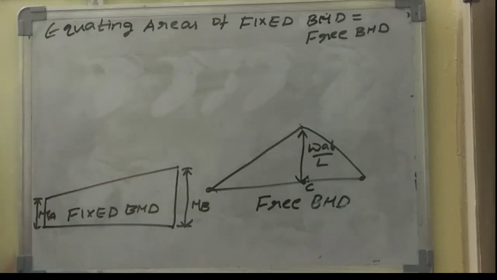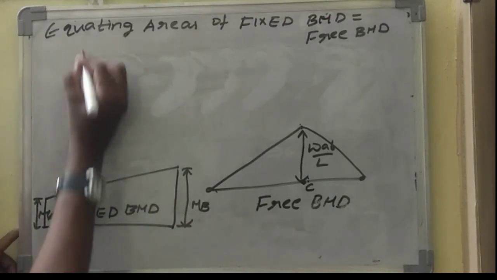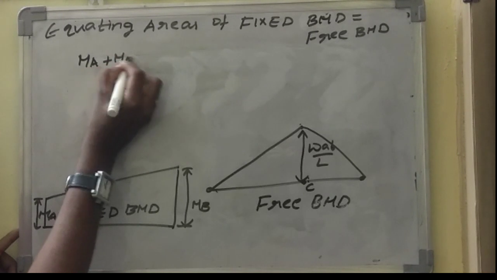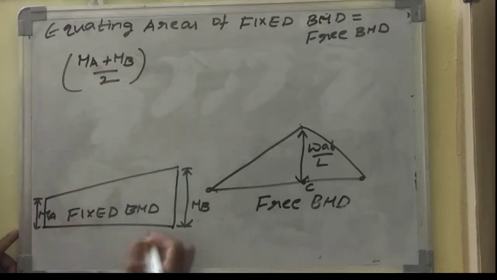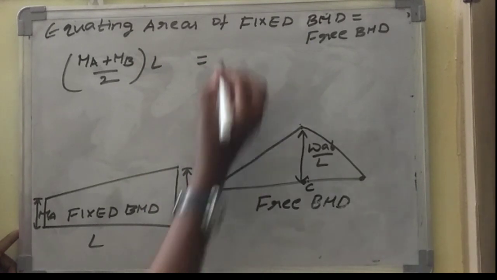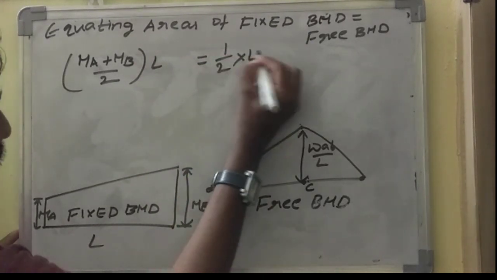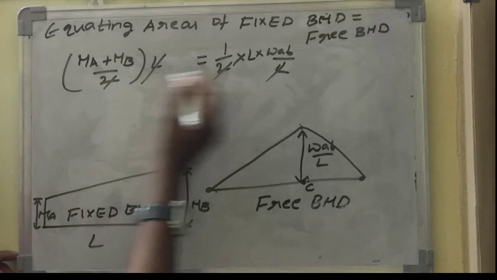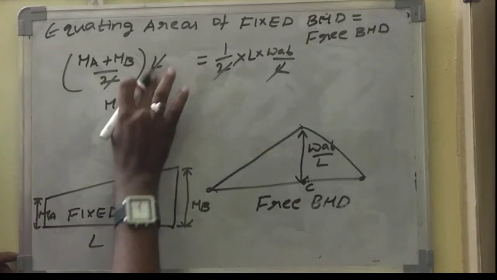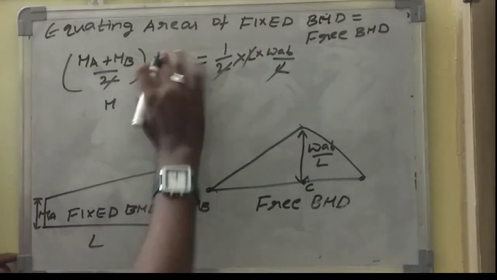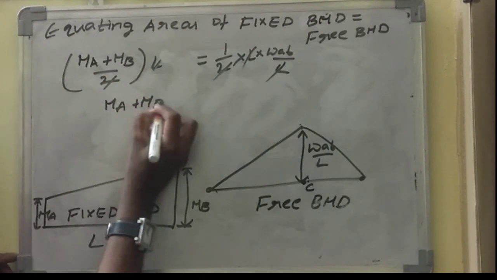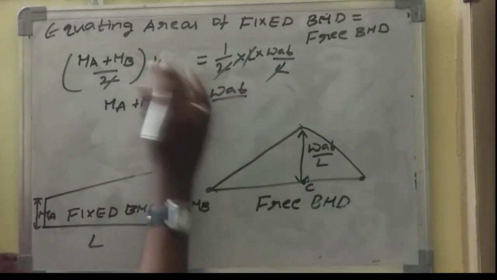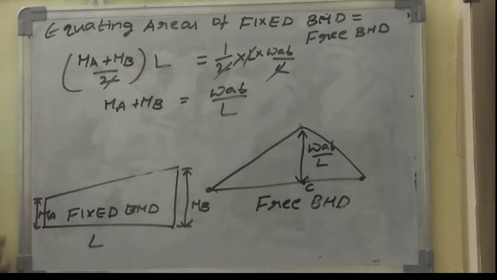So what about this fixed BMD area? Average of the two parallel heights, that is A plus B by 2. In our case A means MA, B means MB. So (MA plus MB) by 2 into L. What about this one? Half, base is L, height is WAB by L. So simplify this one. The 2 cancels, and you get MA plus MB equal to WAB by L. So this is equation number 1.